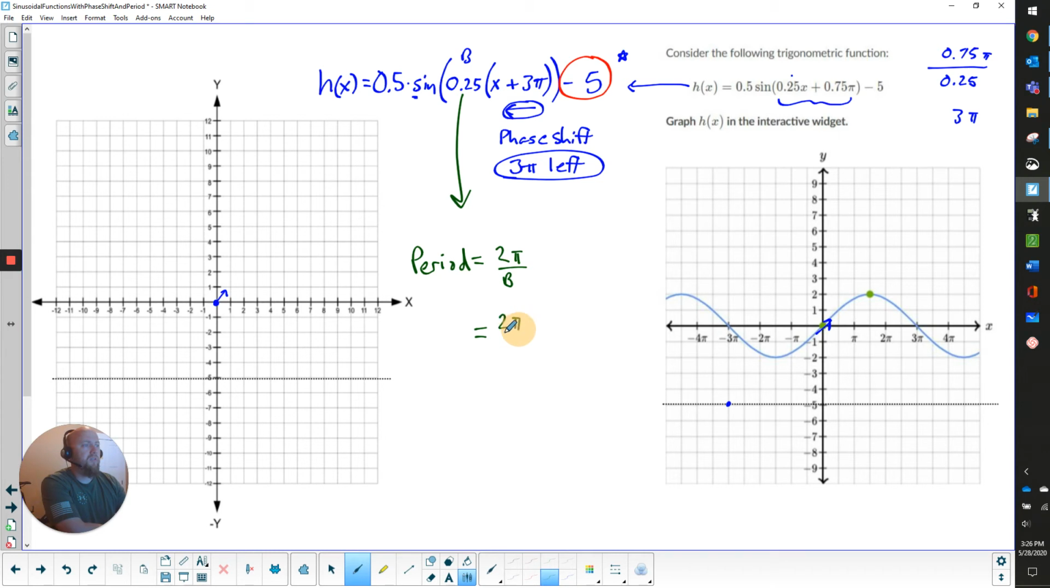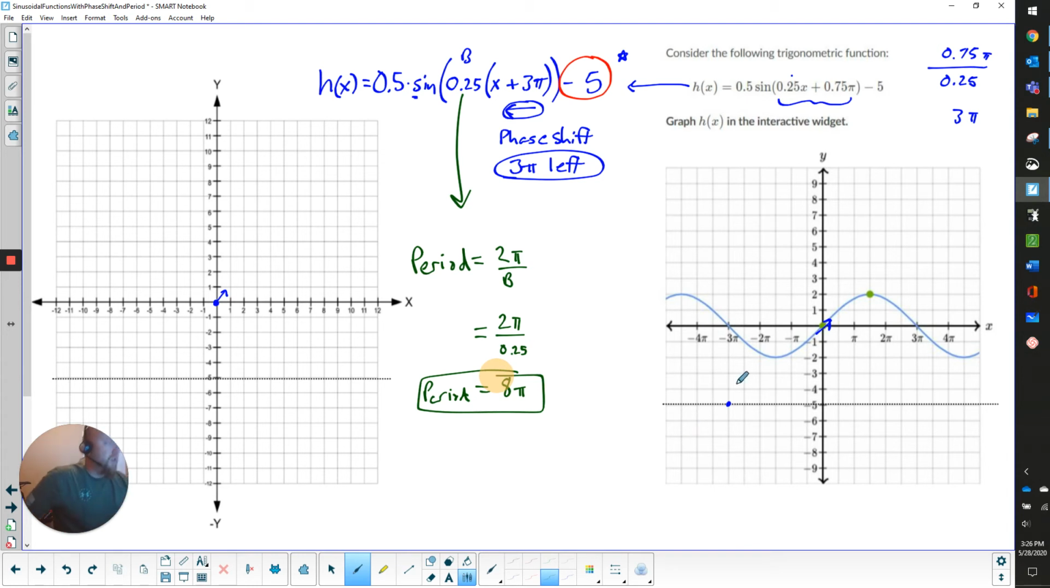in. So 2 pi divided by 0.25, and another way to say that is how many quarters go into 2. So that'll reduce to 8, and you still have a pi. So the period, the overall length of the wave, is 8 pi per cycle.